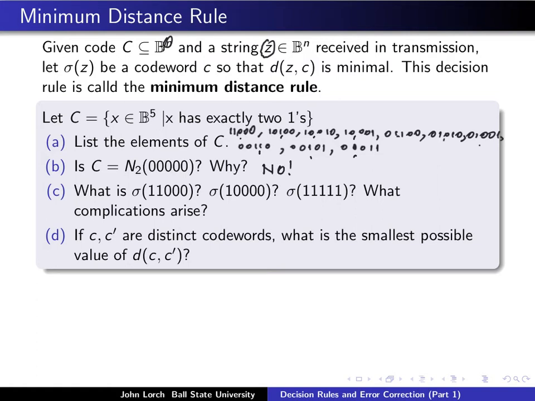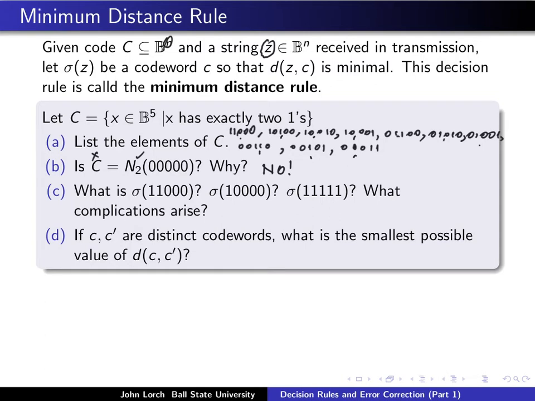right? Because that neighborhood consists of all strings that are not only of distance 2 from 00000, but also things that are of distance less than 2. So for instance, the string consisting of all zeros is in this neighborhood, but it is not a code word.